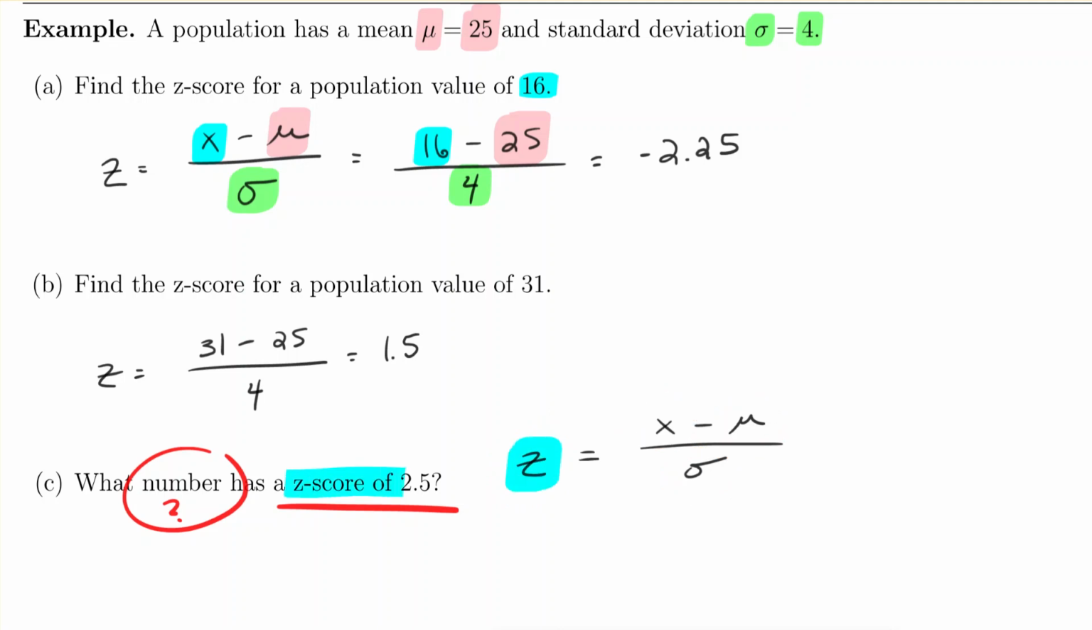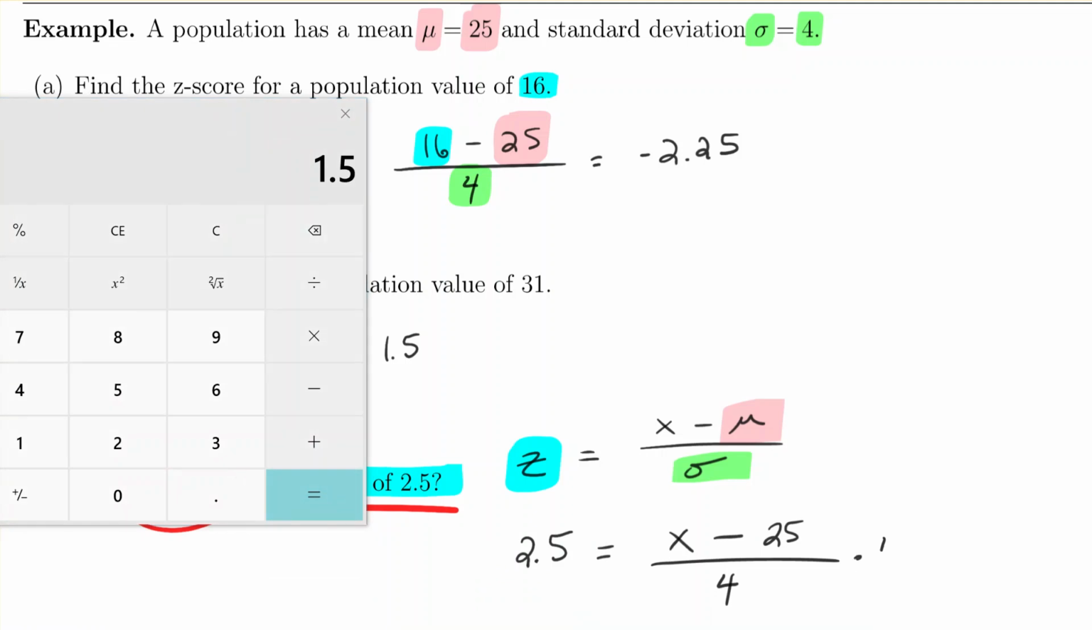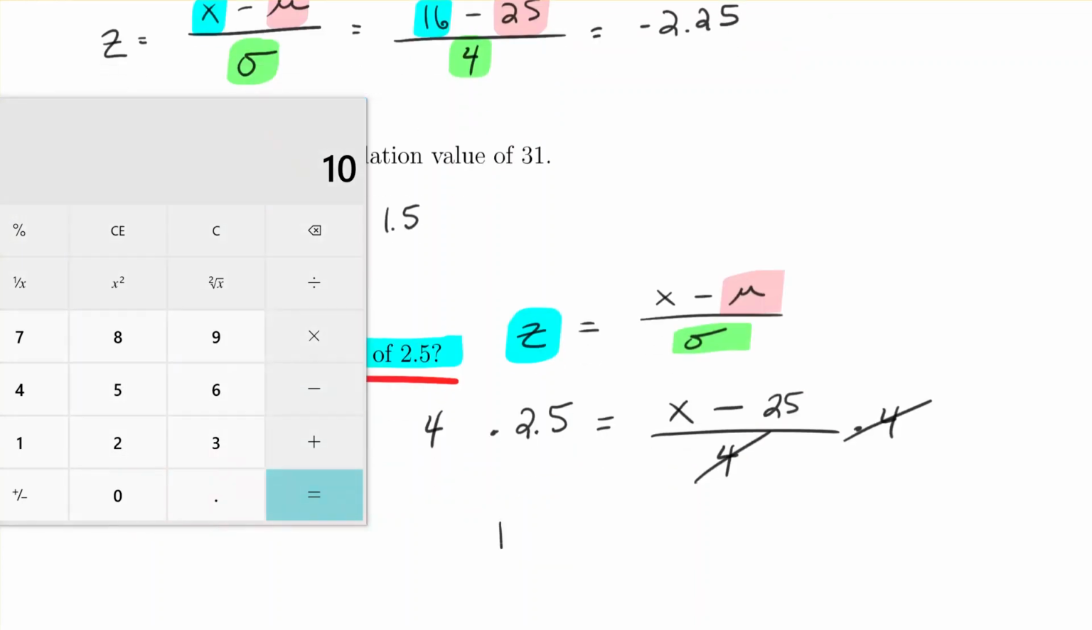The z-score is 2.5. We have the same mean from before of 25, same standard deviation of 4. So that sets up 2.5 equals the unknown data value x minus the mean of 25, divided by the standard deviation of 4. Now we can solve this. We'll multiply both sides by 4 using algebra. That gets rid of the 4 there. 4 times 2.5 is 10. So this becomes 10 is equal to x minus 25.